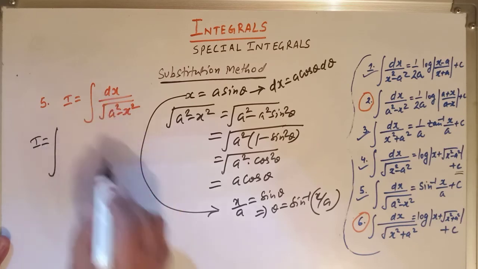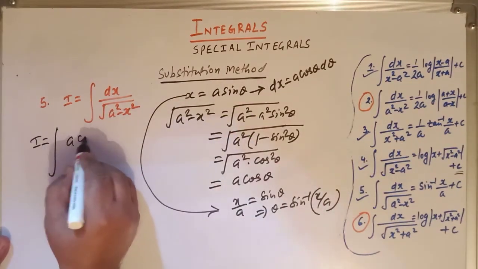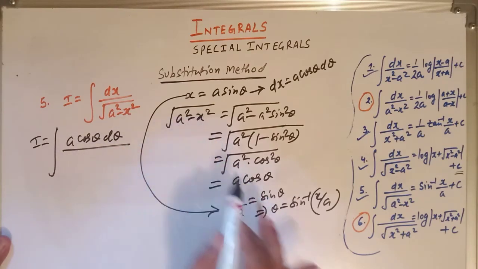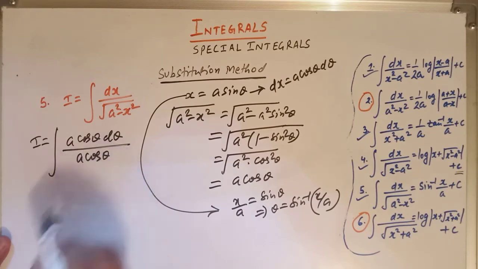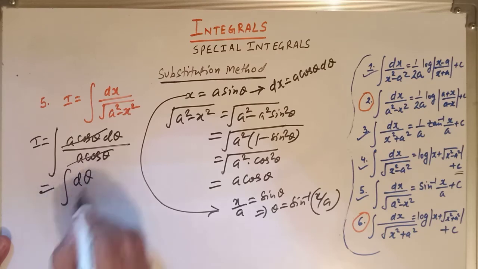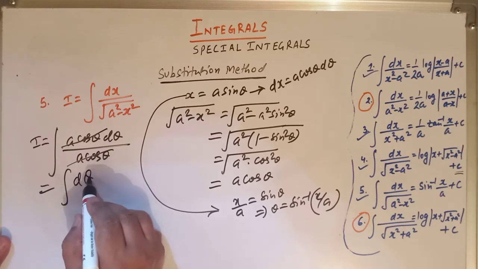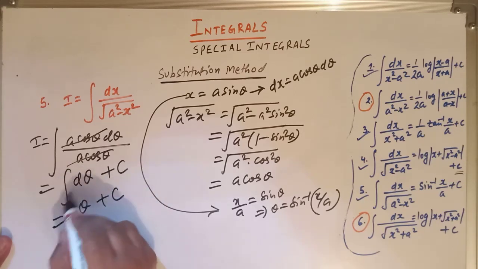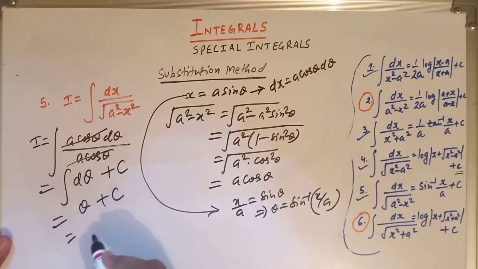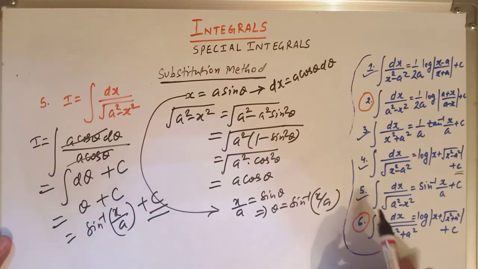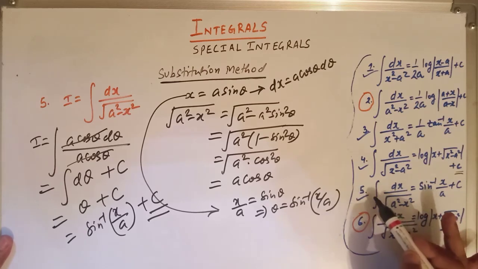We have I is equal to the integral of dx. For dx we have a cos theta d theta, and for square root of a square minus x square we have a cos theta. Clear? And a cos theta gets cancelled. We are left with the integral of d theta plus c, and this is theta plus c, because the integral of d theta is theta plus c, and theta can be written as sine inverse of x over a, plus c. So this is how we derive this integral 5. Clear?